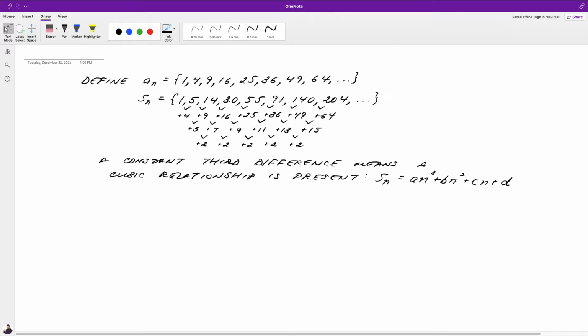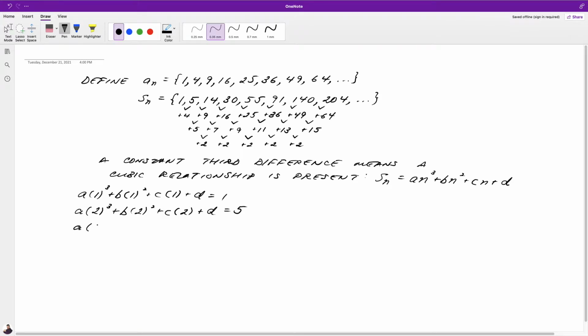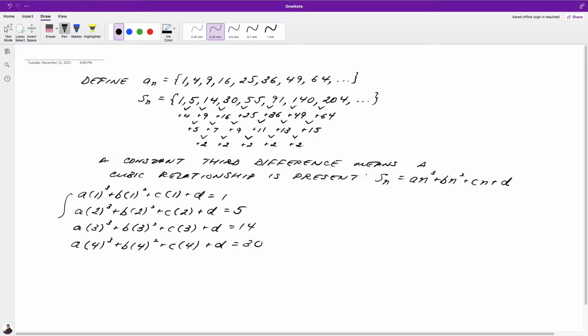Let's go ahead and set up the system. So a times 1 cubed plus b times 1 squared plus c times 1 plus d is equal to 1. Good. So the first partial sum is 1, and the second partial sum we know is 5. The third partial sum we know is 14. And the fourth partial sum we know is going to be 30. So we've got this system here.